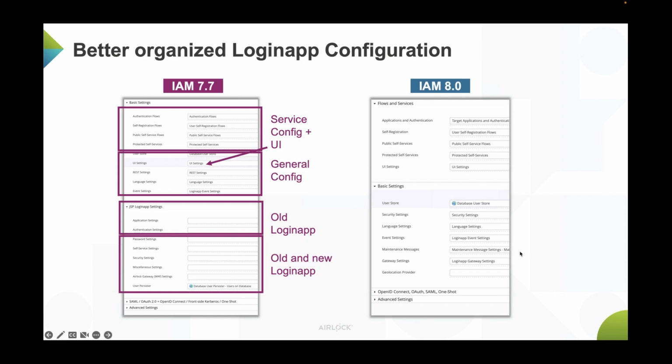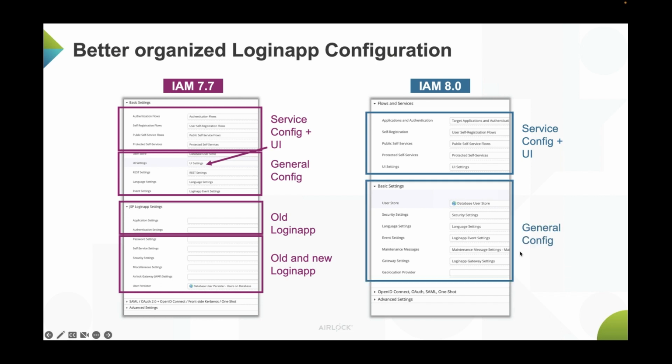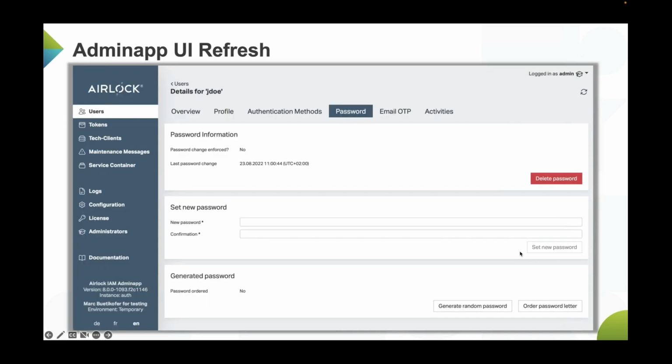Some general config regarding all the services or affecting all the services was here. And then we have some old Loginapp stuff. We have some stuff for old and new Loginapp stuff. So this was kind of messy or complicated. And now it's a little easier. It's actually service configuration and UI is here, and the general configs affecting all the services and the UIs are here. So it's a bit cleaned up like that.